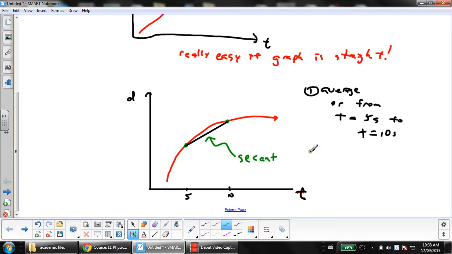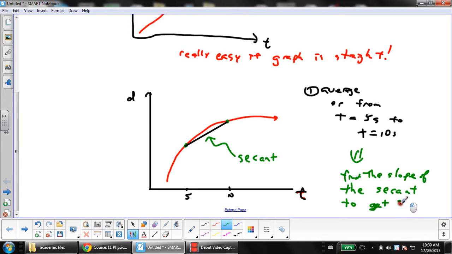Okay? And then you can find the slope of that to find the average speed or the average velocity if I'm dealing with a graph that is a vector here. Okay? So over here I'll write find the slope of the secant to get speed. I'm going off my page a little bit. There we go. Slope of the secant will give me average.